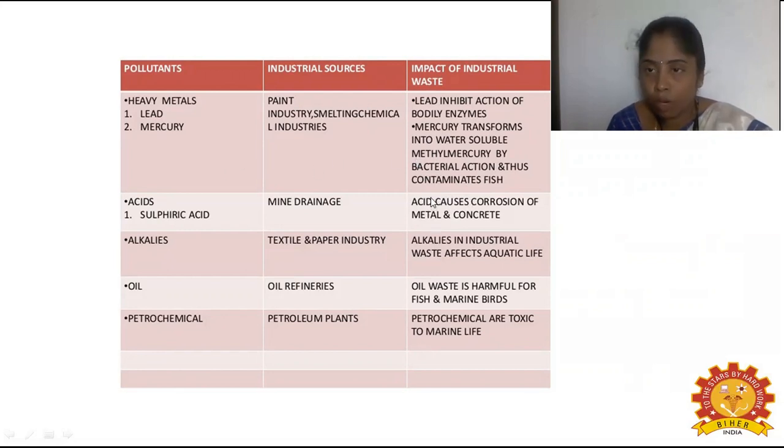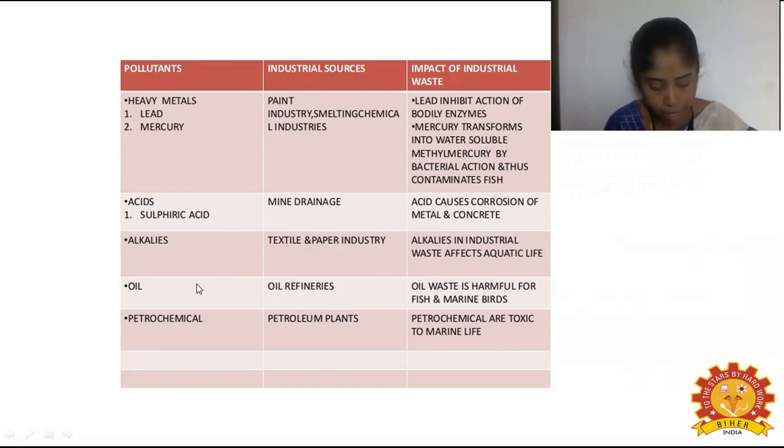If water bodies are affected, it will affect the organisms present in them, from the lower level to the higher level. Then acid mine drainage causes the corrosion of metals, as well as alkali. This will be a source from textile and paper industries.